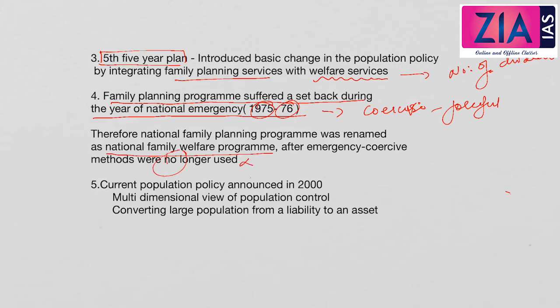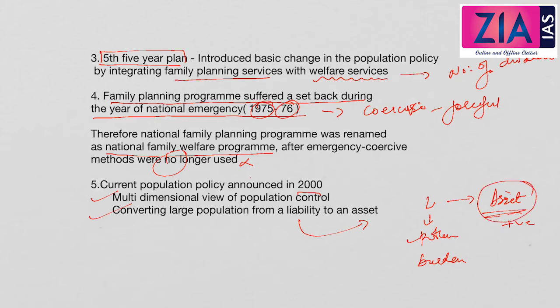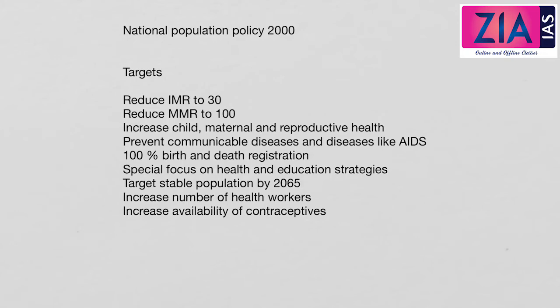Okay. The current population policy, what we have now, is announced in 2000. A multi-dimensional view of population control we have now, and converting large population from liability to an asset. Liability means it's a problem for us. Okay, it's something like a burden. Okay, we have to convert this to an asset. Asset means it will be good for us in a positive perspective. Okay, we can make use of this. So the aim was to convert the larger population from a liability to an asset. How to fetch the benefits out of the demographic dividend was the aim with respect to the population policy announced in 2000. Now let us understand what the current population policy is.